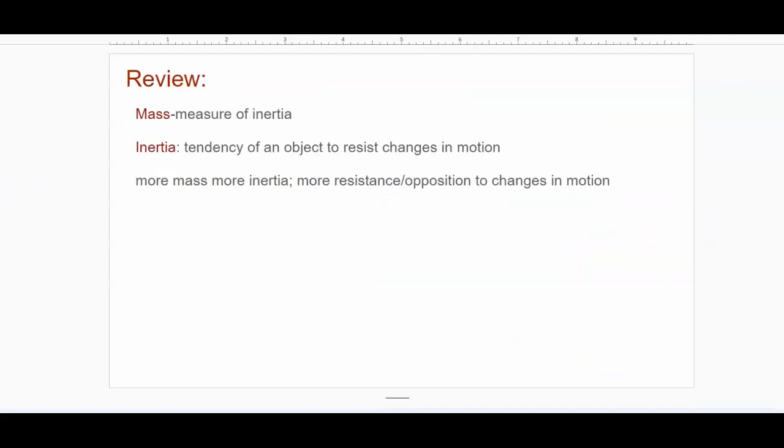A few things you need to know about moment of inertia. Like I said before, the symbol for moment of inertia is a capital I. The units for moment of inertia are kilogram meters squared. Not kilogram per meter squared, kilogram meter squared. So kilogram times meter squared.